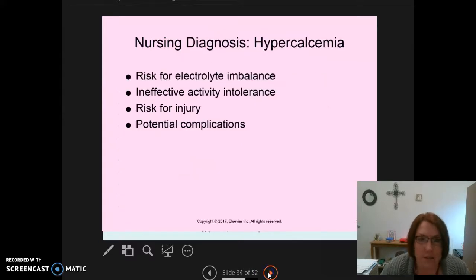Nursing diagnosis as far as hypercalcemia, we have risk for electrolyte imbalance related to excessive bone destruction. Remember what I said, the calcium is not where it needs to be in the bone. So we have activity intolerance related to generalized muscle weakness, and then risk for injury related to neuromuscular and sensorium changes. Again, confusion, things like that we're looking at with a lot of these electrolyte problems. And then potential complications, which would be our dysrhythmia and potentially death.